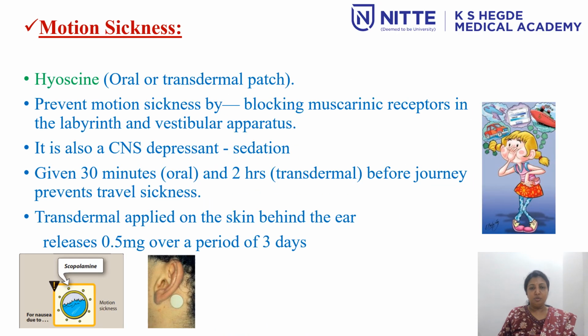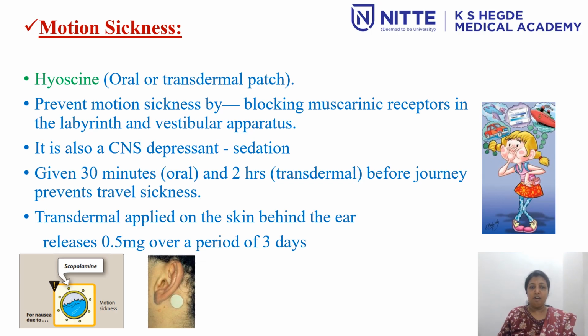In motion sickness, we usually use hyoscine or scopolamine. They can be used orally or as a transdermal patch. They usually prevent motion sickness by blocking the muscarinic receptors in the labyrinth and vestibular apparatus. It also has a CNS depressant property. Because of that, they can produce some amount of sedation. So they are usually used as a prophylactic agent.